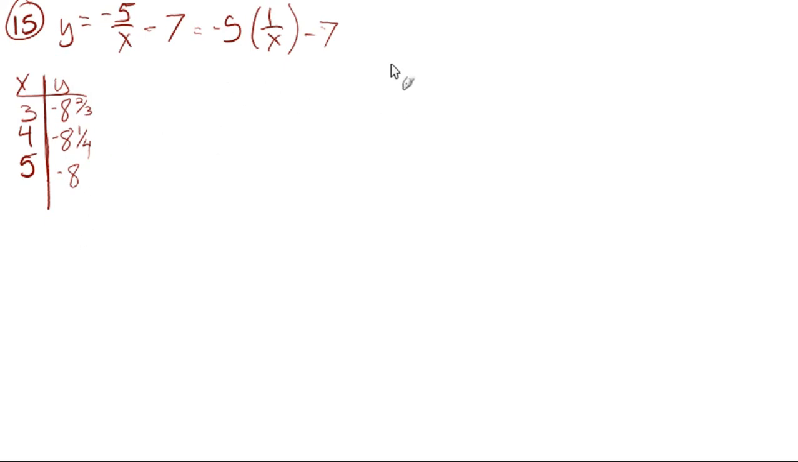So let's look at a graph of this function. 1, 2, 3, and -8 2/3. That's going to be something like right there. 4, -8 1/4. So just slightly above that previous point. 5 and -8, so that's just going to be right on right there.